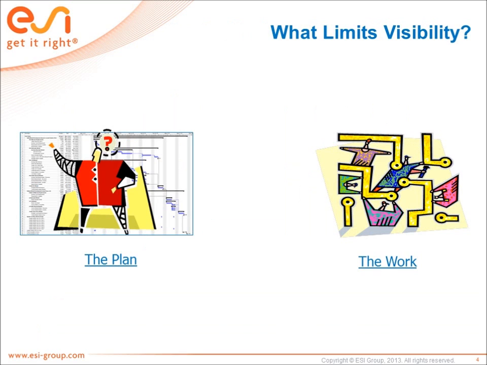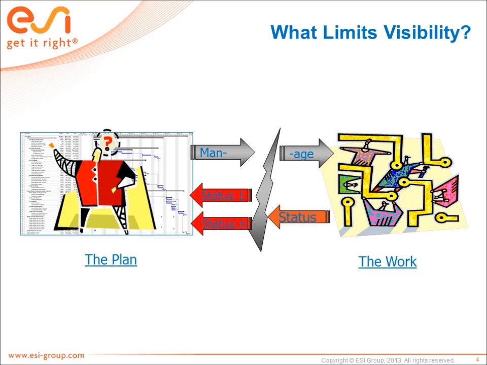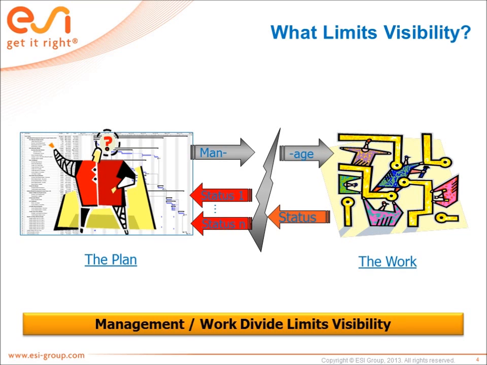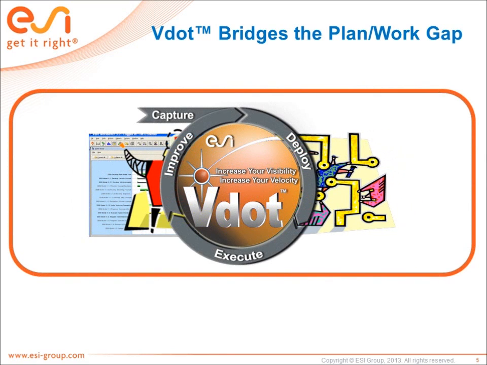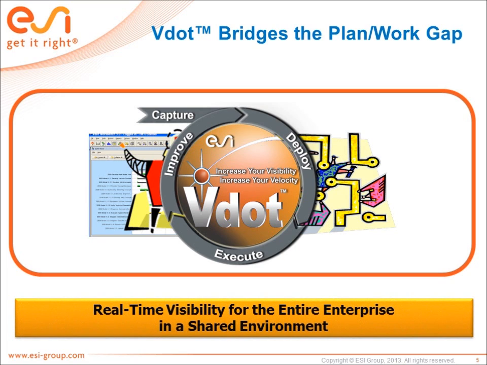So what is it that limits your visibility? We have found that with traditional methods for managing projects, the planning and the work are separated, and a great deal of effort is required to get information back and forth across the divide. Vdot is designed to bridge the gap between the plan and the work, to bring your entire team into a common environment with real-time visibility.